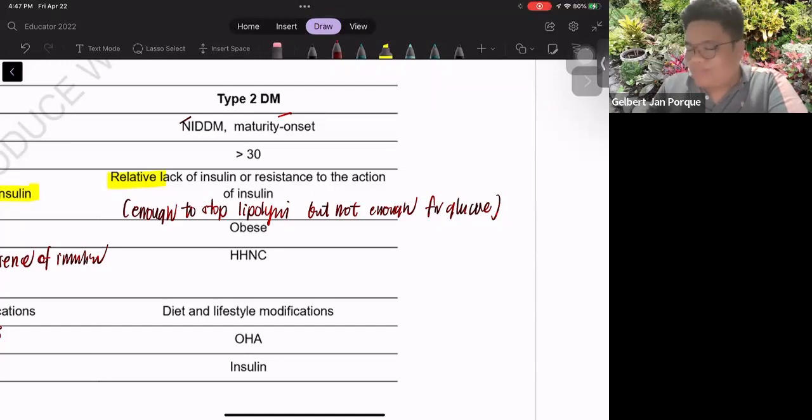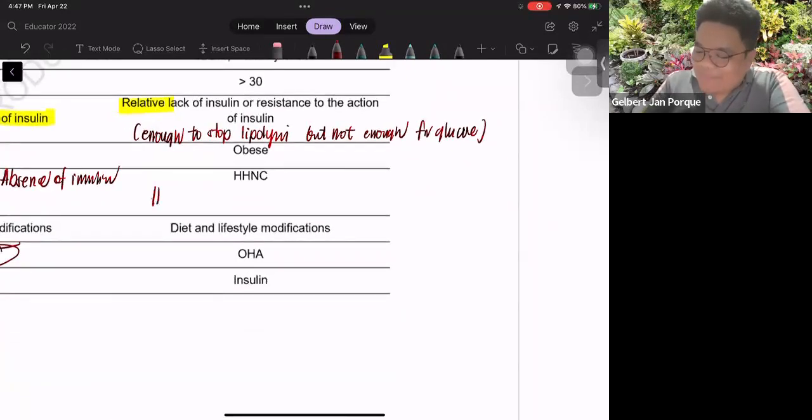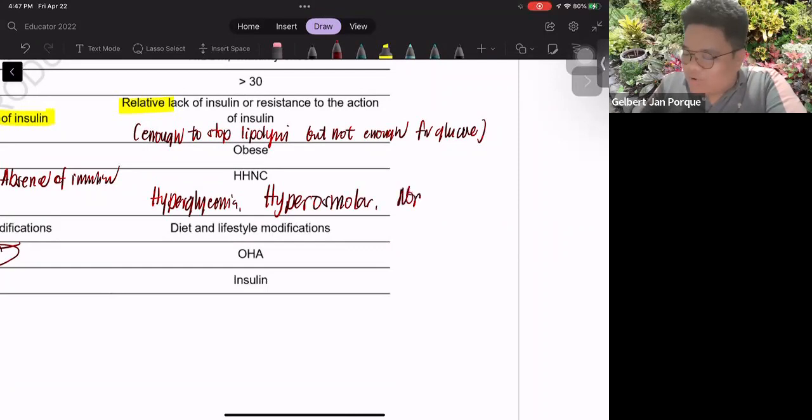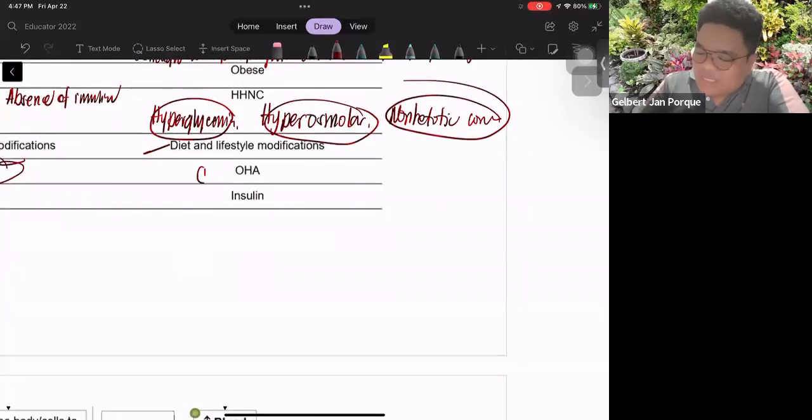Tendency is that they are obese. Then class, your patient would have hyperglycemia, hyperosmolar, non-ketotic coma. Look at the name: hyperglycemia, hyperosmolar, non-ketotic coma. The signs and symptoms go back to hyperglycemic, hyperosmolar, non-ketotic coma. Okay? Diet and lifestyle modifications could be done, and your first line of therapy, students, is OHA.